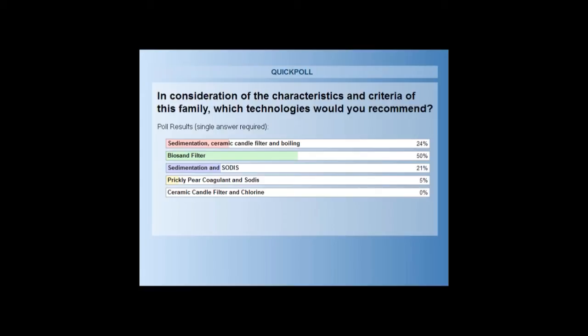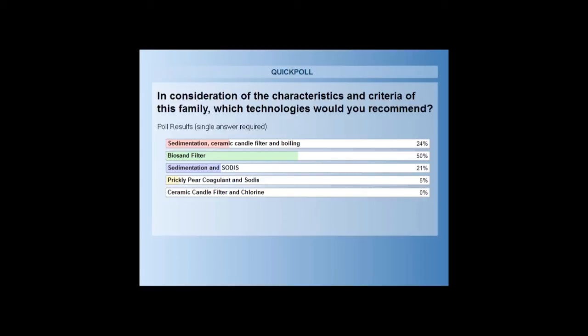What can I say? In terms of nobody selecting ceramic candle, filter, and chlorine, that's very good that nobody did that, because obviously the children don't want to drink the chlorinated water. If your user group don't accept the water supply you're offering them, then it's never going to get used.